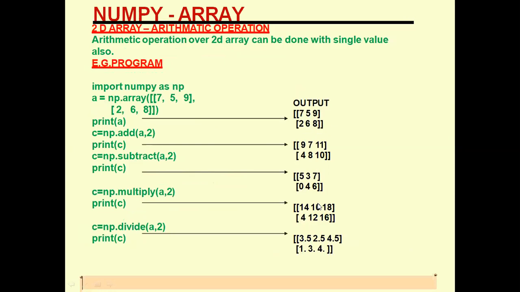See another example of 2D. import numpy as np. This is importing here. a equals np.array 7, 5, 9. This is the second value. Print a. See here, both the elements in a will be displayed because of print a. Both the values, this is one line, it is displaying in a different line. And subtraction, also multiplication and division, same program as the previous one.